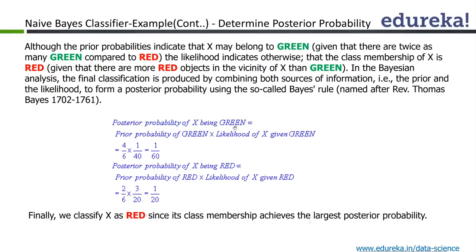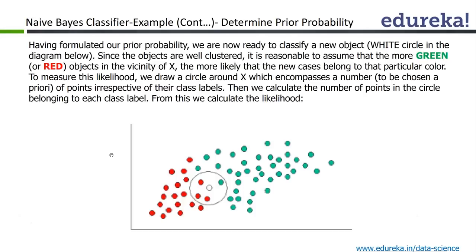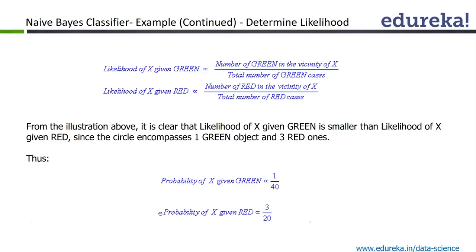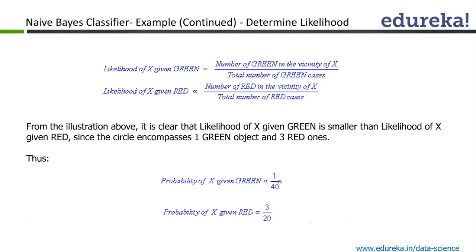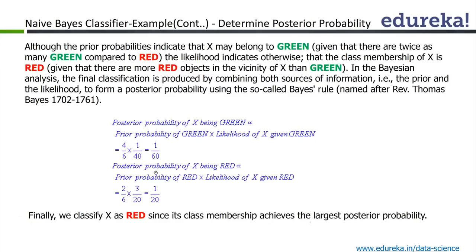Posterior probability that X is green is equal to the prior probability that X is green and the likelihood that X is green. The first thing we computed already as 40 by 60, which is 4 by 6, and the likelihood that it is green we computed here as 1 over 40, and we multiply them, it's 1 over 60. Similarly, the posterior probability that X is red is the multiplication of the prior probability that X is red and the likelihood that X is red given the data point, and that's this, which is 1 over 20. Now you look at these two probabilities, obviously this is greater, and therefore you classify that point to be red.